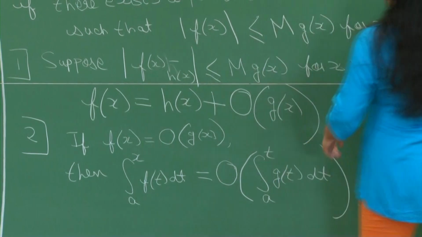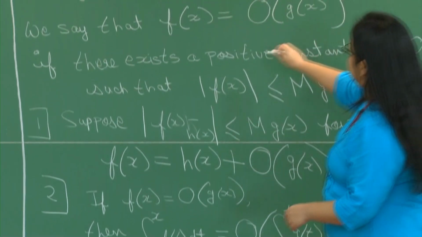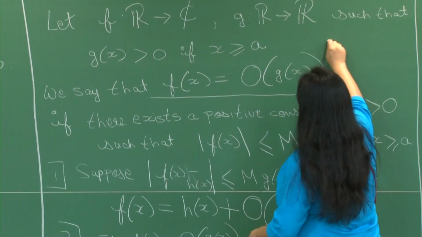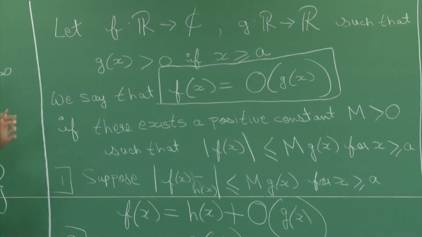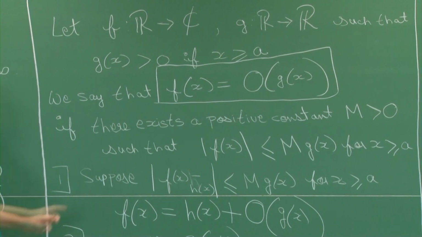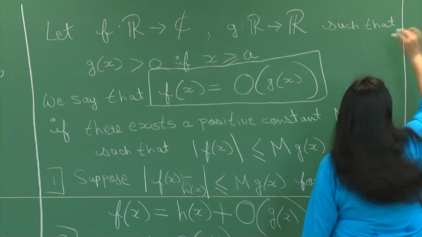Now, this is the first definition. f of x is big O of g of x. This is one way of representing an order of a function. We also have another notion.